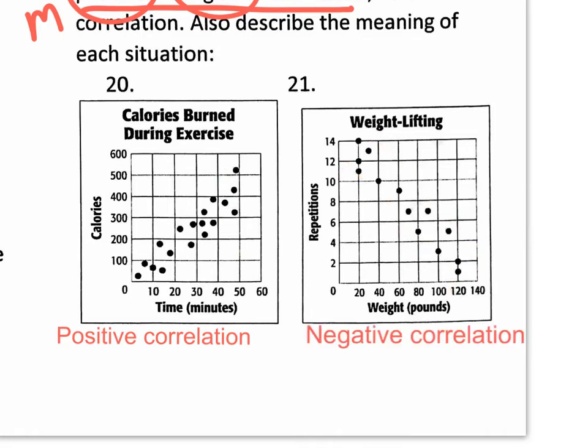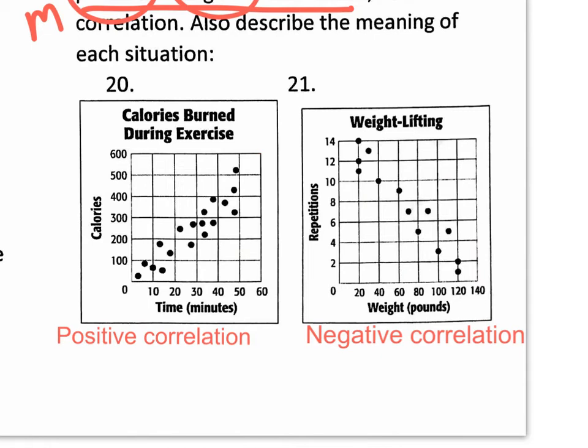But in addition to stating whether it's positive or negative correlation, you also need to state the meaning of each situation. You need to be able to explain in words what you're actually looking at right here in the graph. So obviously right here we're dealing with exercising, right? And calories being burned. The more time you spend exercising, the more calories you burn. So if you only exercise for 10 minutes, you're not going to burn that many calories. It's less than 100 calories. But if you're on a treadmill or if you're lifting weights nonstop for an hour, you're going to have a lot of calories burned.